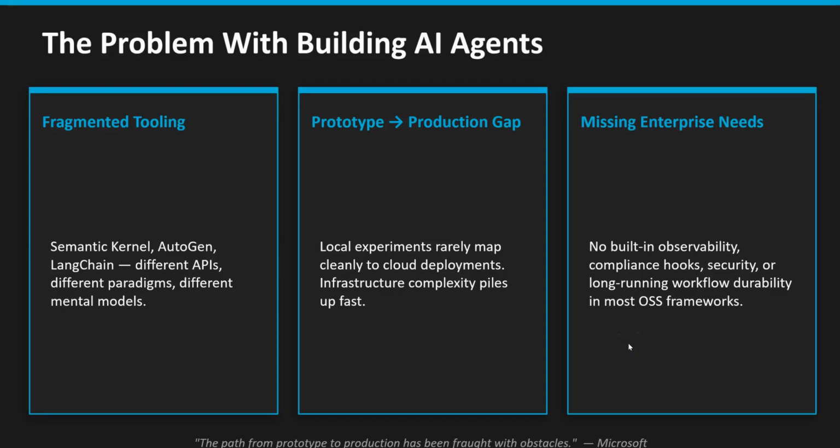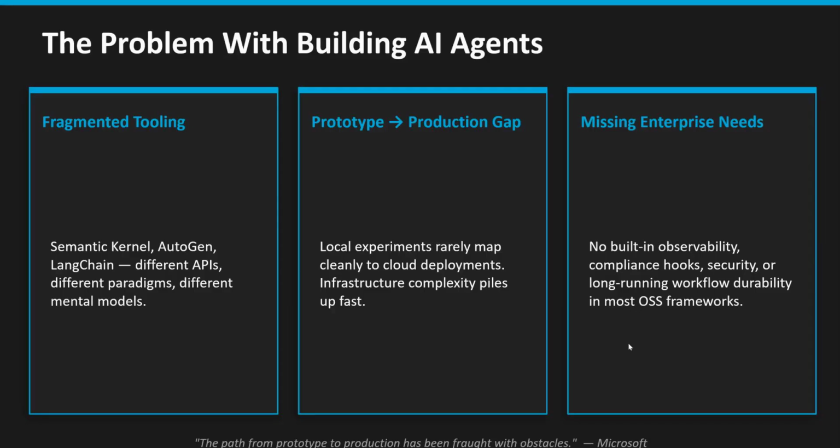Before we jump into the solution, let's take a quick step back and understand the real problem. Over the past couple of years, developers have been playing around with AI agents like crazy. Building quick prototypes is actually pretty easy, but taking that prototype and turning it into something reliable and production ready, that has been really painful. There are three main reasons why it has been so difficult.